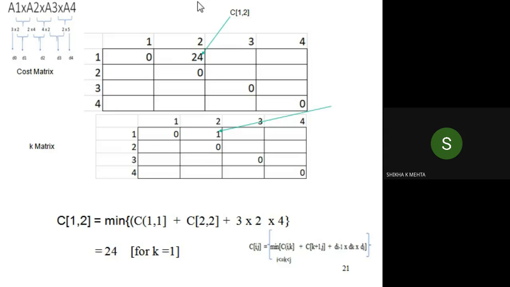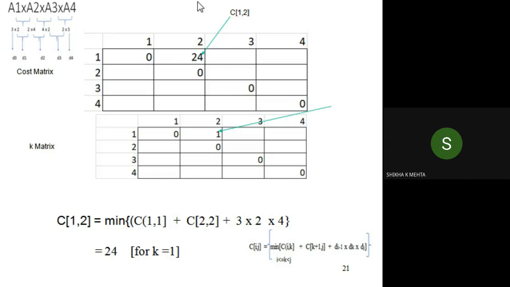Then the third part comes, d_i-1. The value of i is equal to 1, so 1 minus 1 is 0. Dimension d0 is 3, so we have taken 3 from here. Then d_k, k is equal to 1, so dimension d1 is equal to 2, so we have taken 2. Then d_j, j is equal to 2, so we have taken d2, whose value is equal to 4. So that gives us 3 multiplied by 2 multiplied by 4. That gives us 0 plus 24. The final answer is 24. So the value of C12 is equal to 24.